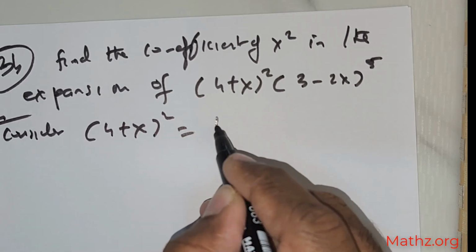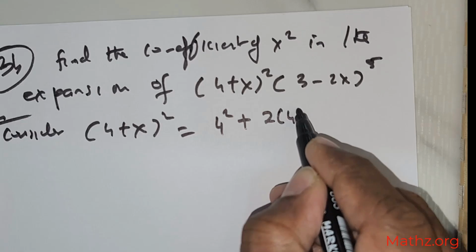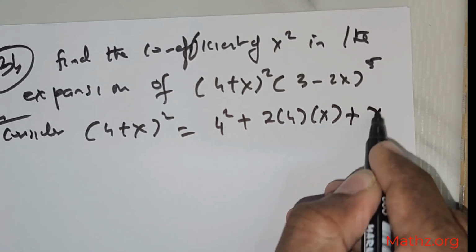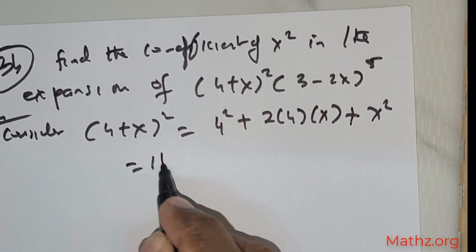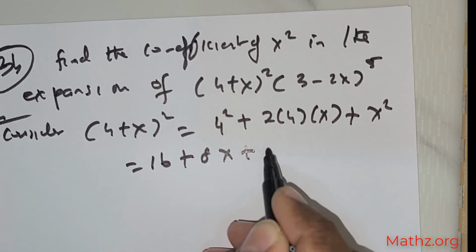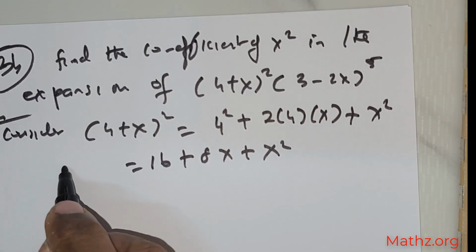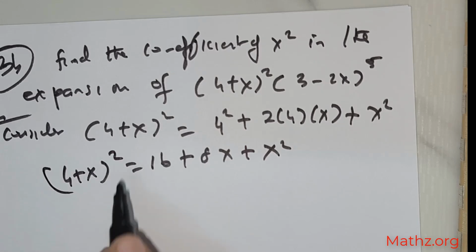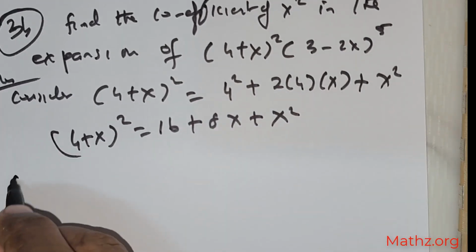Now what is this? You expand this, you get 4 squared, positive 2 times 4 times x, positive x squared. You rewrite this, you get 16 + 8x + x squared. What is this? This is (4 + x) whole squared. Now you consider the next term.